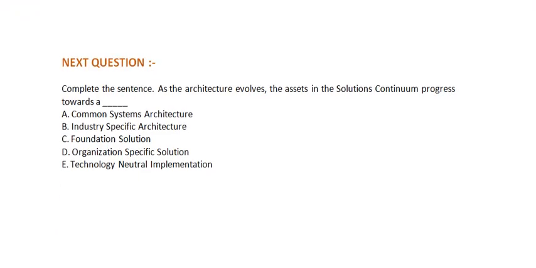Today's questions are, complete the sentence. As the architecture evolves, the assets in the solutions continuum progress towards a. Option A, common systems architecture. Option B, industry specific architecture. Option C, foundation solution. Option D, organization specific solution. And option E, technology neutral implementation. And the correct answer is option D.